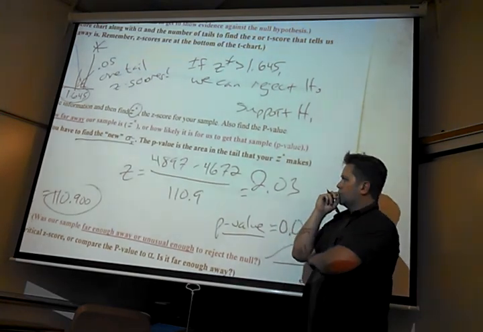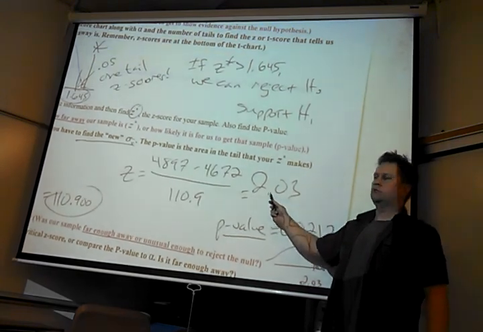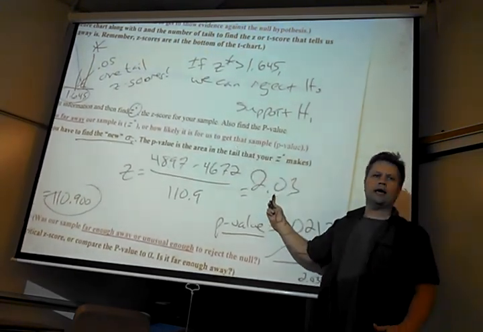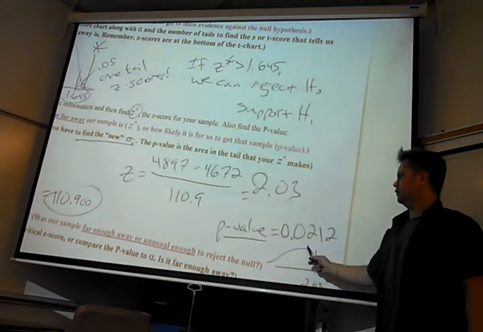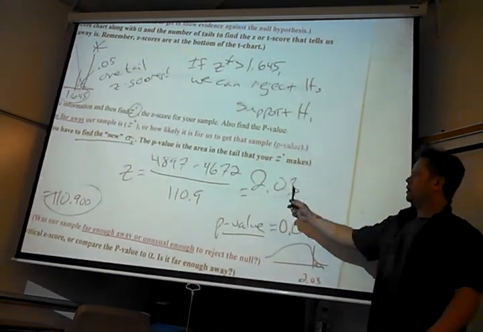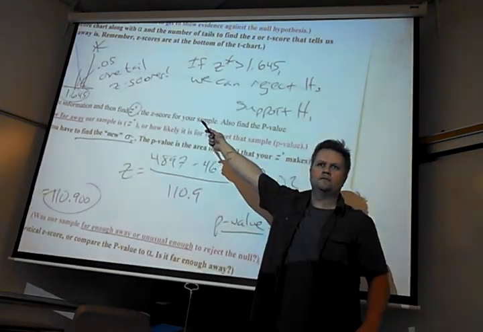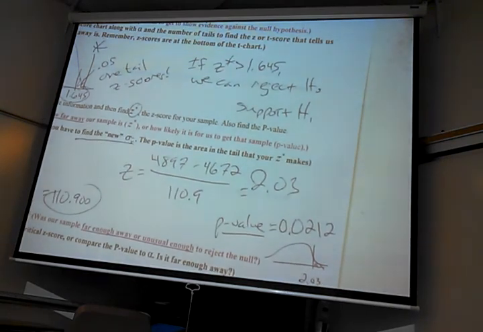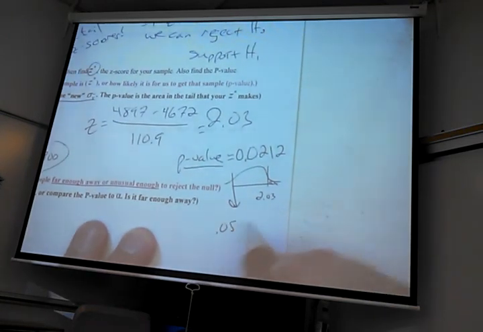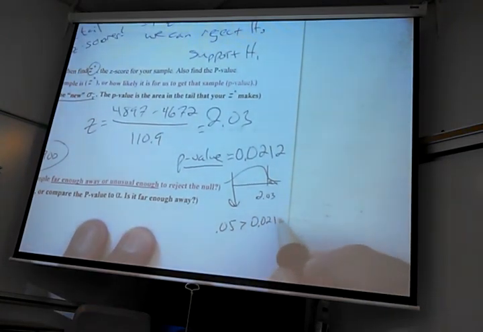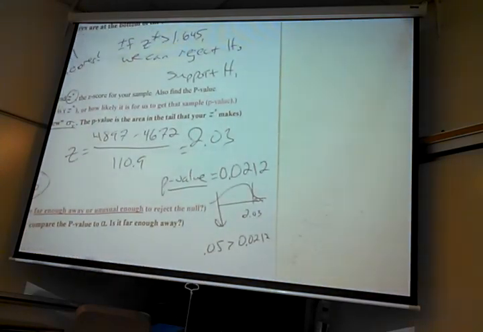So two ways you can look at it. We reached our benchmark. We exceeded our benchmark, 1.645. We beat the hell out of that. But also, this is small enough. What number do you think I really should compare this to? Just like we compare the 2.03 to the 1.645, I can compare the p-value to the alpha. So if alpha here was 0.05, and that's bigger than 0.02, that's another way of reaching the same conclusion that yes, we can reject the null hypothesis.